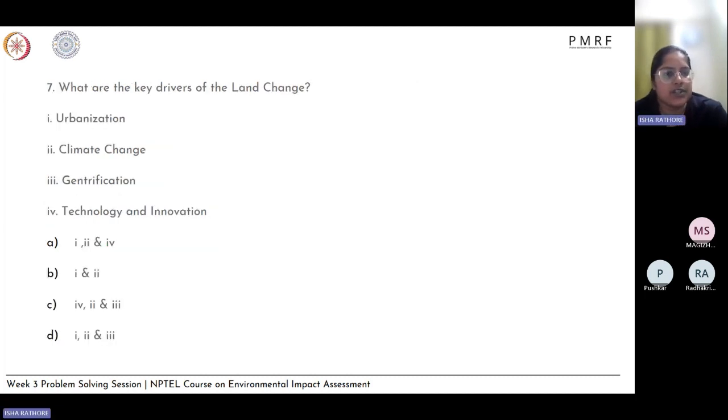Moving on to the next question. What are the key drivers of land change? One, urbanization, two, climate change, three, gentrification, and four, technology and innovation.